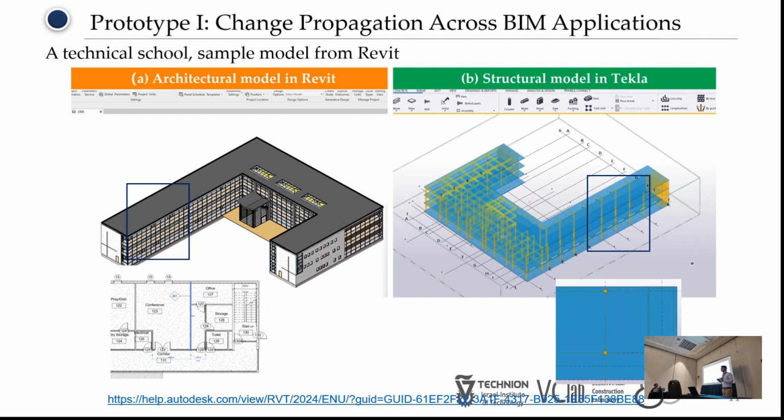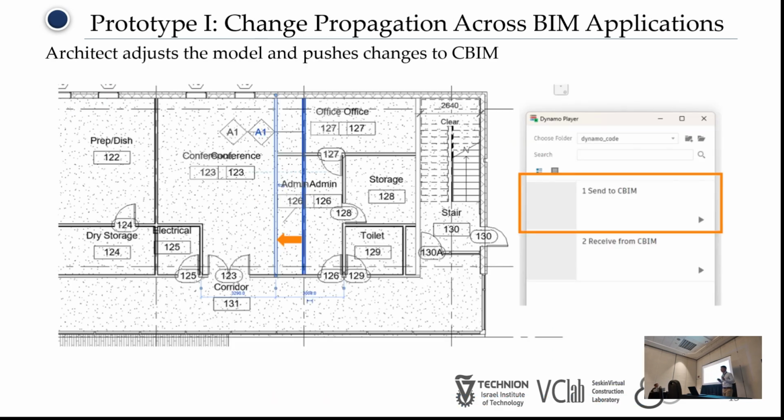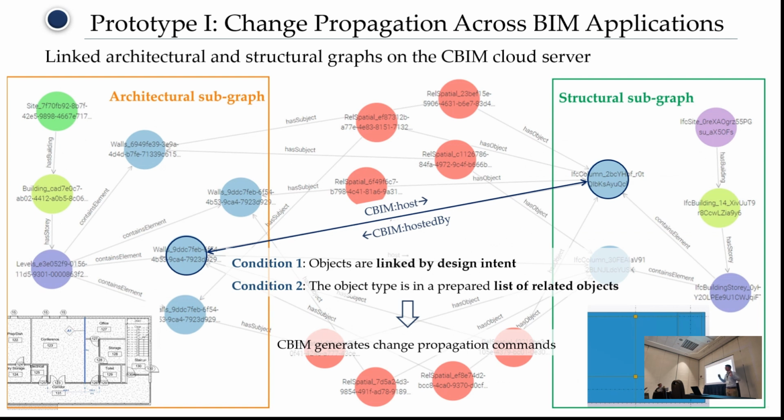Now the architecture model decides to change the model, and after finishing the modifications, the architects upload the model in the cloud. And we already generated all those graphs in the cloud, and the cloud identifies the changed object from the architecture: it is an architecture wall. And then the architecture wall already has a CBIM hosted relationship with the structure column. Additionally, this kind of object, the wall and the column, is already inside the prepared related object list. After meeting these two conditions, CBIM server understands we need to do some action.